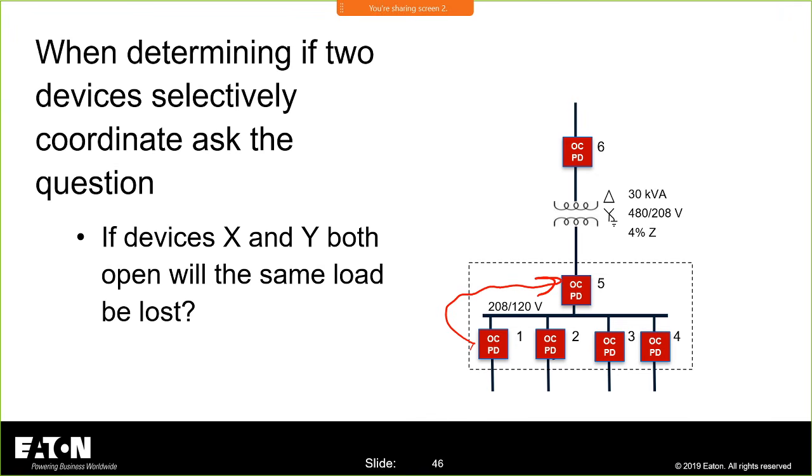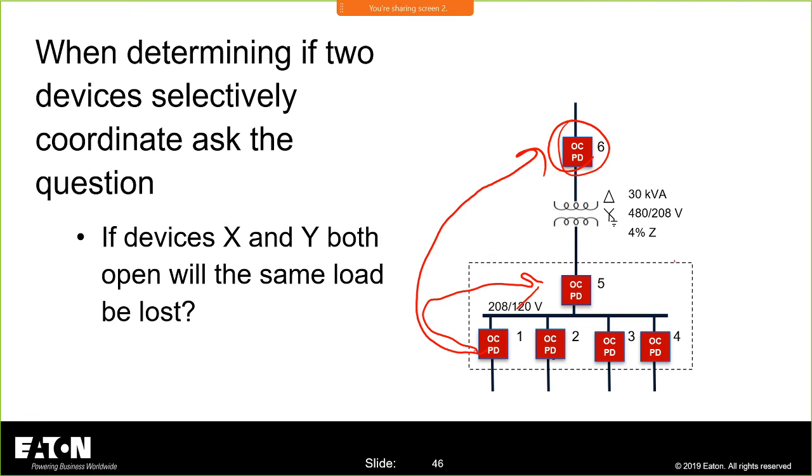Now let's walk through the next one upstream, device number 6. If I lose 1 and I lose 6, this whole panel board's gone. So definitely 1 and 6 have to coordinate with each other. So the answer to this one is 1 and 5 and 1 and 6. They have to selectively coordinate with each other.